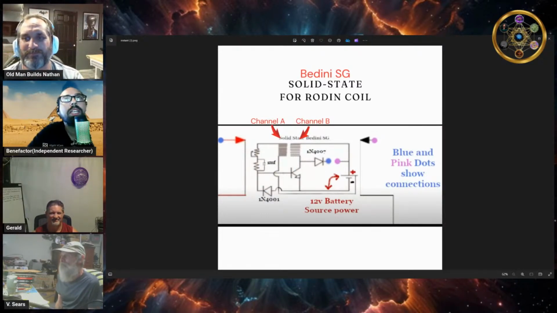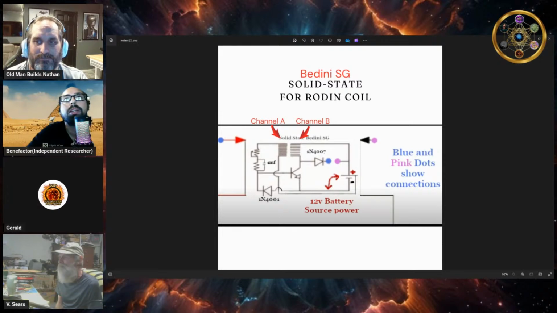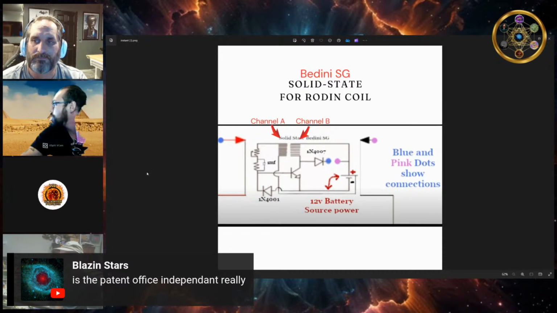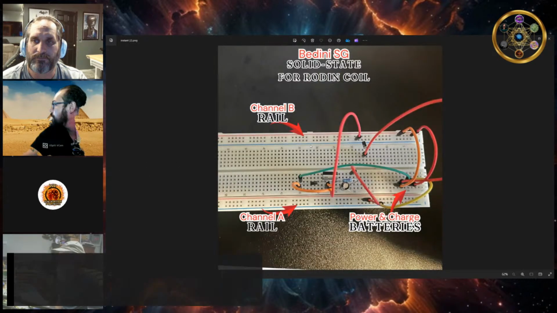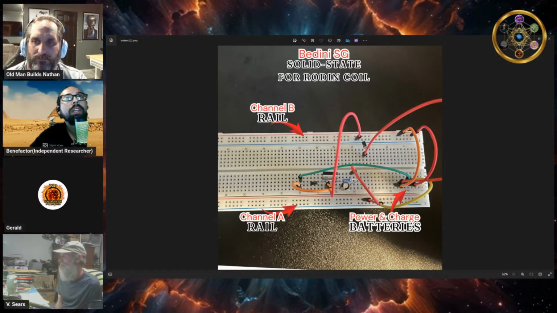So this is the Bedini SG solid state circuit that Mike modified for the rodent coil, and I added the channel A and channel B tags so you can see on the circuit where I'll be connecting channel A positive and negative and channel B positive and negative. In this next picture, you can see that I made this rail channel A input, and then this rail channel B input. And then these 4 wires in the corner are for your charge and power batteries.